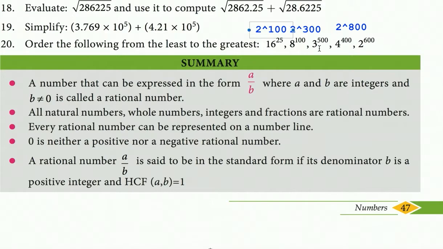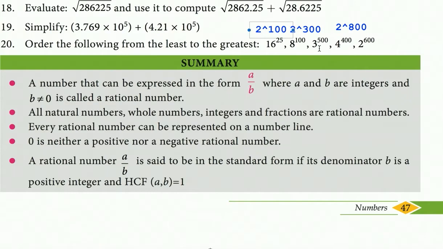3 power 500 is obviously greater than 2 power 100 and 2 power 300. Will it be greater than 2 power 600 and 2 power 800? That is where the problem arises. 3 power 100 is what? 3 power 5 into 3 power 95. 3 power 5 is 243. When all bases are equal, then only we can say.